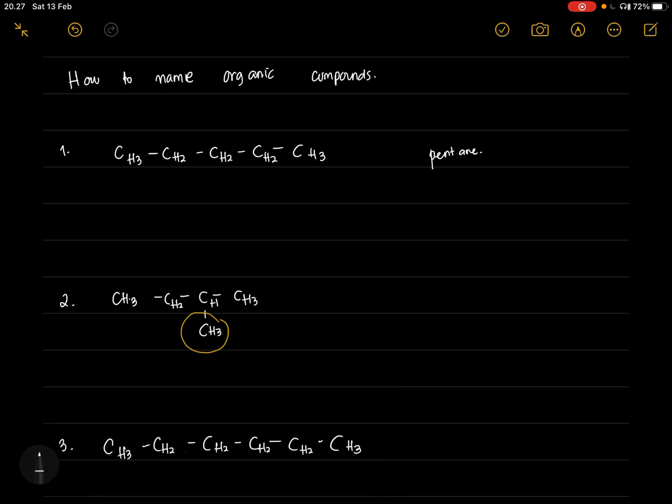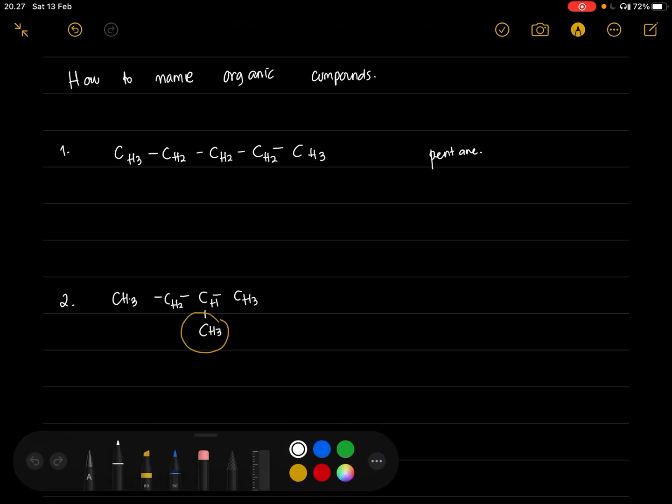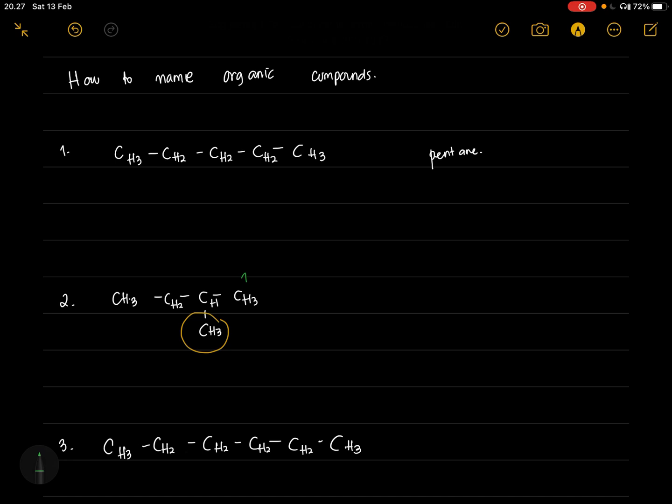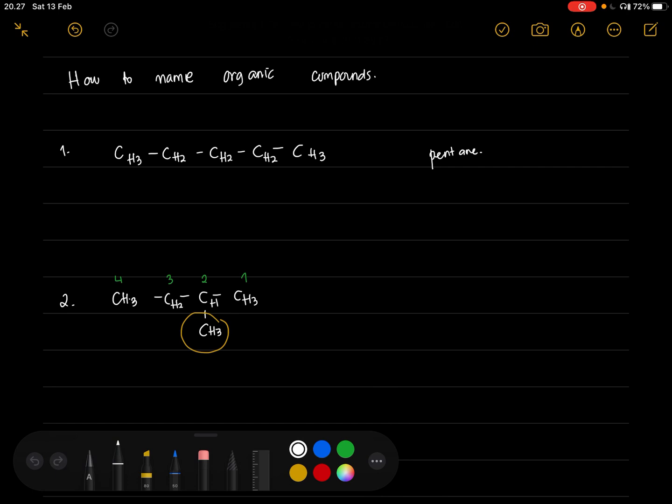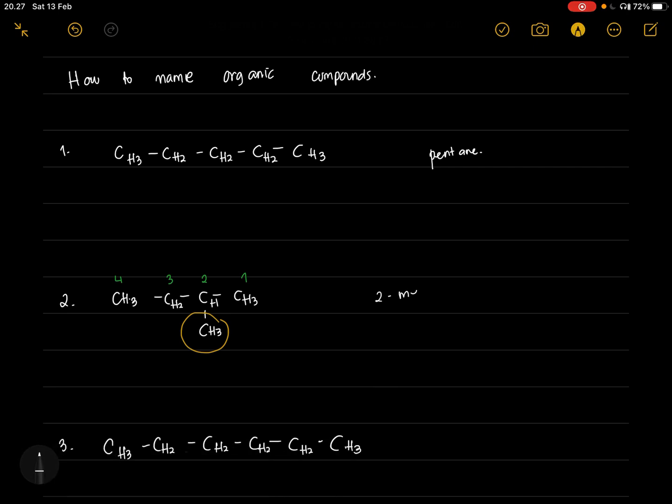Because the numbering starts from the end that is closer to the branch. So the numbering is not starting from left to right. Here we have the numbering starting from right to left. So this one, number 1, number 2, number 3, and number 4. That's why the name would be 2-methyl-butane. Why is it called a methyl? Because it only contains one C. So the alkyl of one C is called a methyl group.